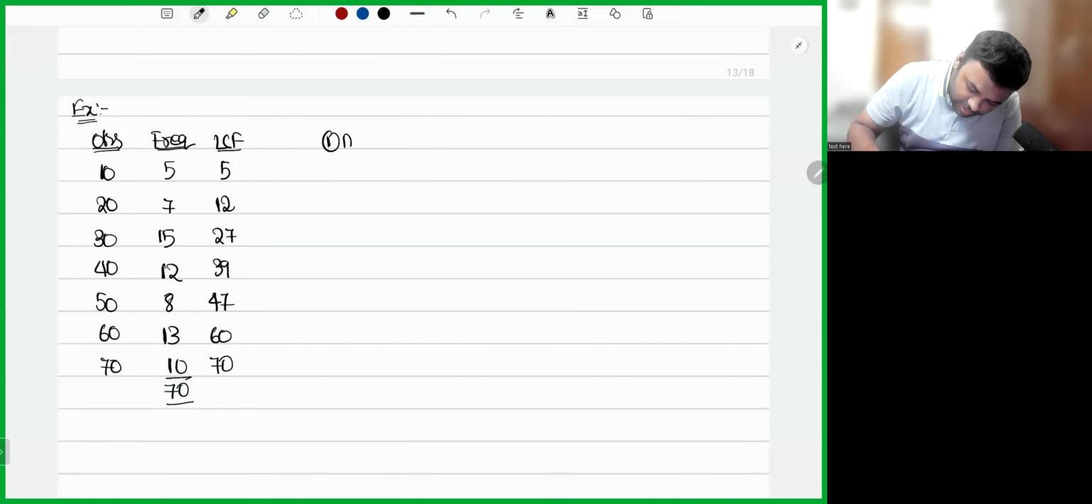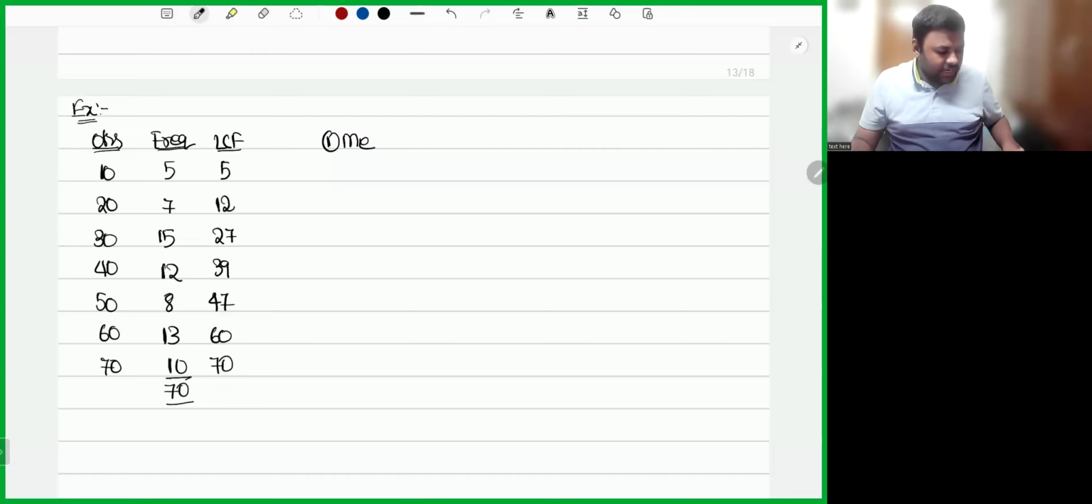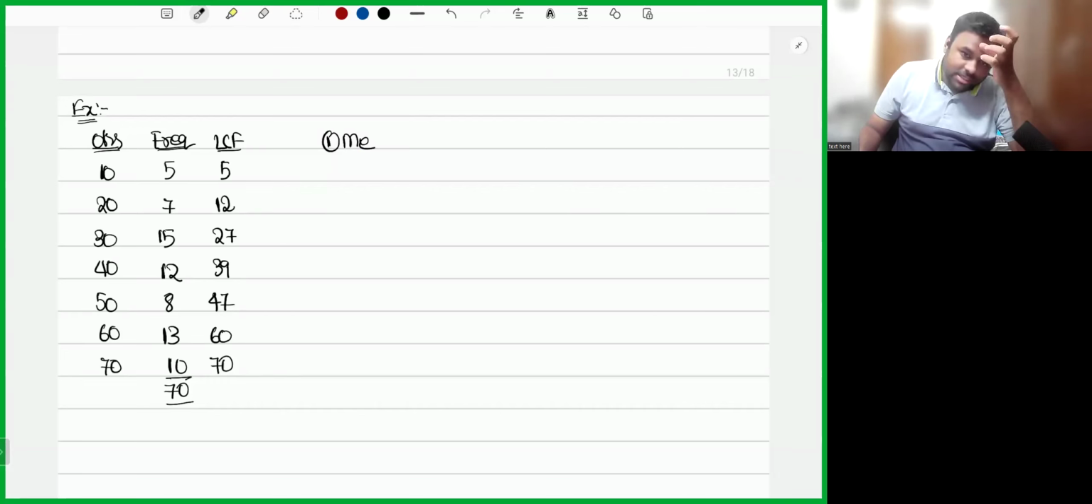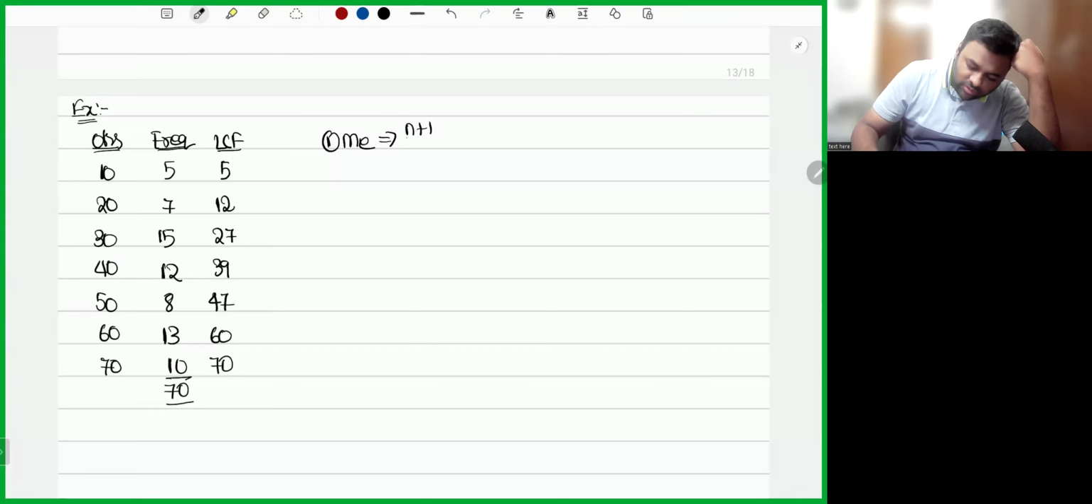First, let me calculate the median. If it is discrete data, how will you solve? It's not important if you don't remember, it's fine. First step is LCF. You calculated LCF. Second step is you will apply the individual data formula. I didn't give any formula for median, but if you want the individual data formula, you can apply it like this, n plus 1 by 2.